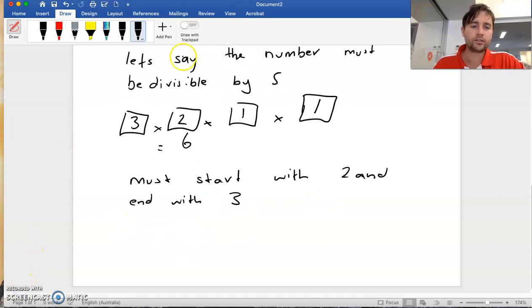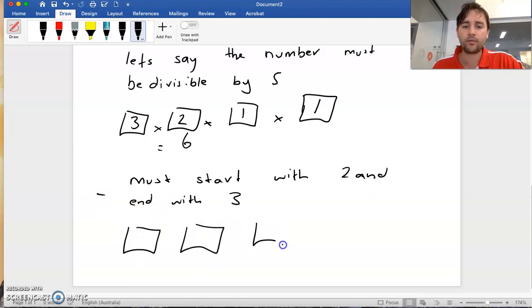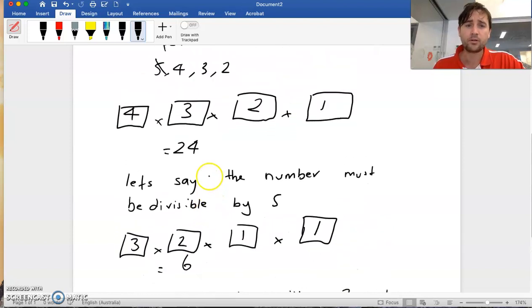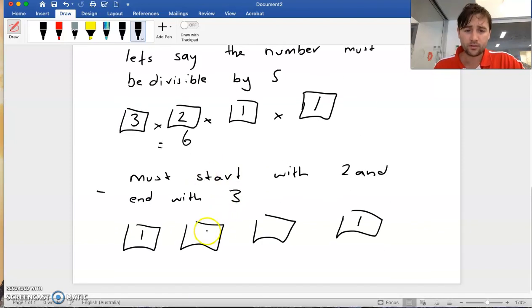And one more, just let's say that the number must start with 2 and end with a 3. That's definitely going to limit the amount of possible permutations. So it must start with a 2, so there's obviously one option there. Must end with a 3, that means there's one option there. And what are we left with? Well, we're now left with 2 numbers here, 1 number here, multiply that together, and there are only 2 possible permutations there.